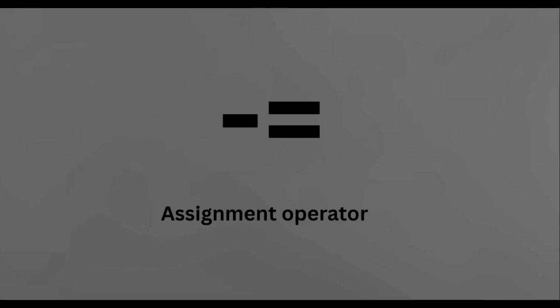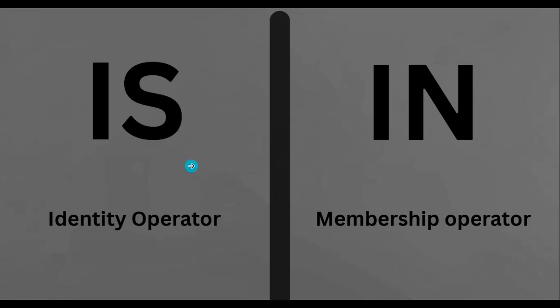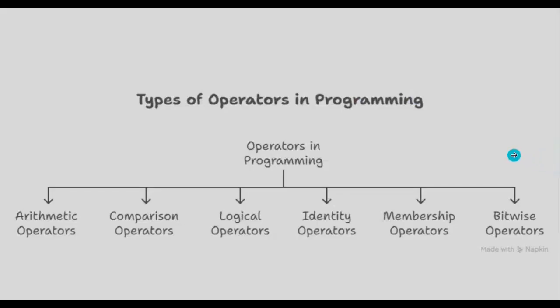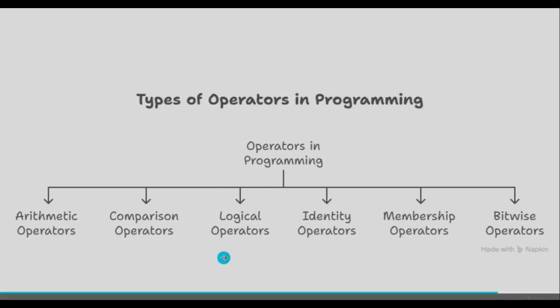Let's look at one more example. Do you know what both of these mean? Well, this is an identity operator and this is a membership operator. All of the examples I showed you are examples of operators in Python. There are many operators in Python, such as arithmetic, comparison, logical, identity, membership, and bitwise operators.